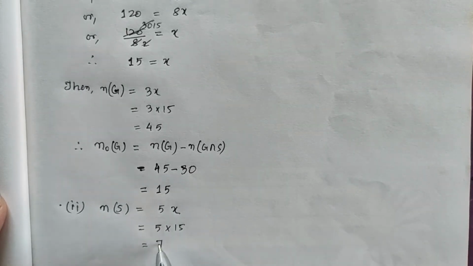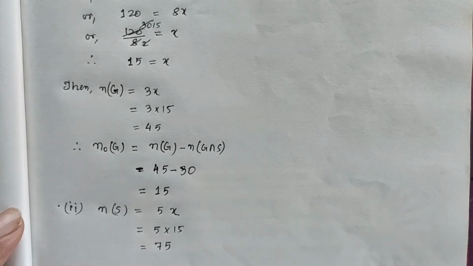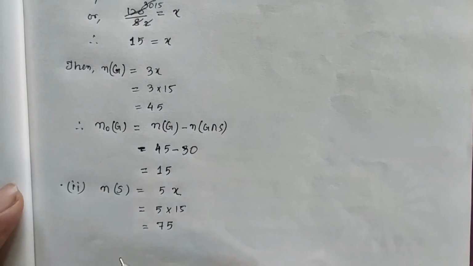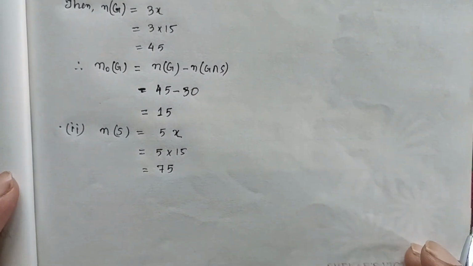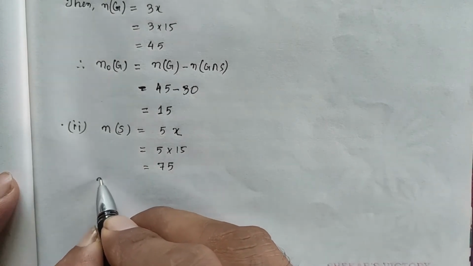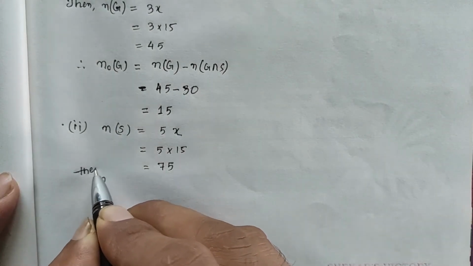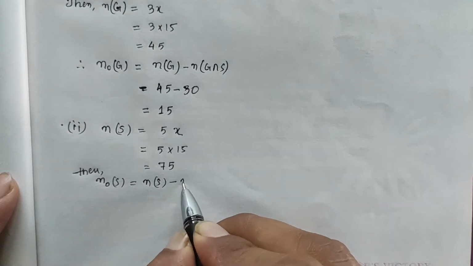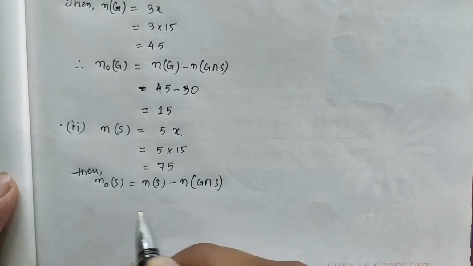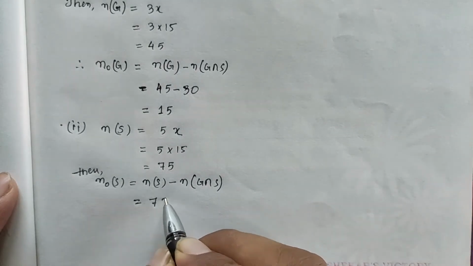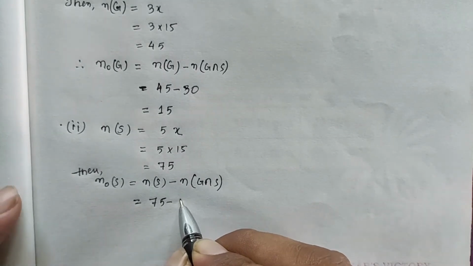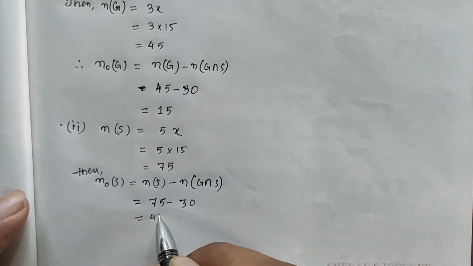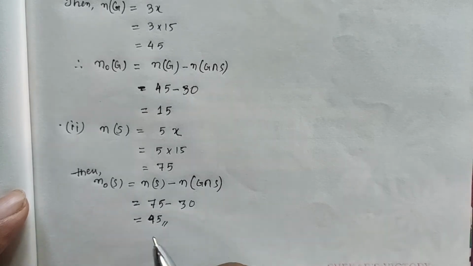So we can get the value like this. It is 75. But the question asks to find the value of n only s. So n only s is how much? By using n(S) we can find n only s. n only s is n(S) minus n(G intersection S), which is 75 minus the intersection. The intersection is already given as 30, which becomes 45. So that's your result here and here.